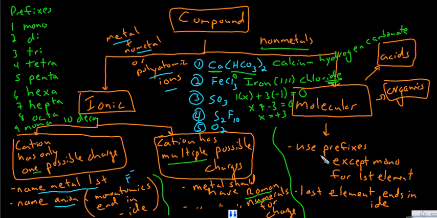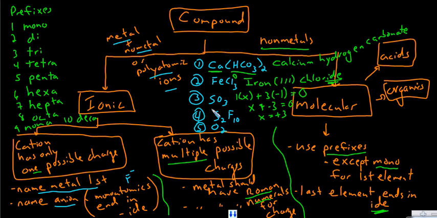You want to name the elements as you go from left to right, and you want to use prefixes to identify how many of each element there are. And so you'll use prefixes, except though, if your first element, there's only one of it, then you will not be using mono. It will just be presumed. So you'll name your first element, and then a second, and then a third, and at some point you have your last element, and that last element ends in ide. Okay, so here are a bunch of prefixes here which you need to memorize.